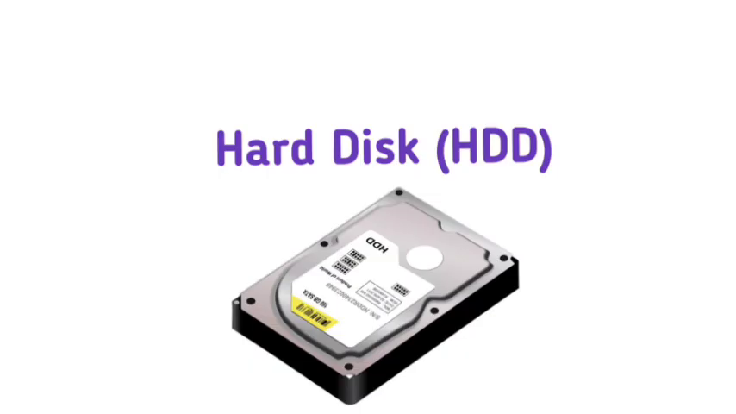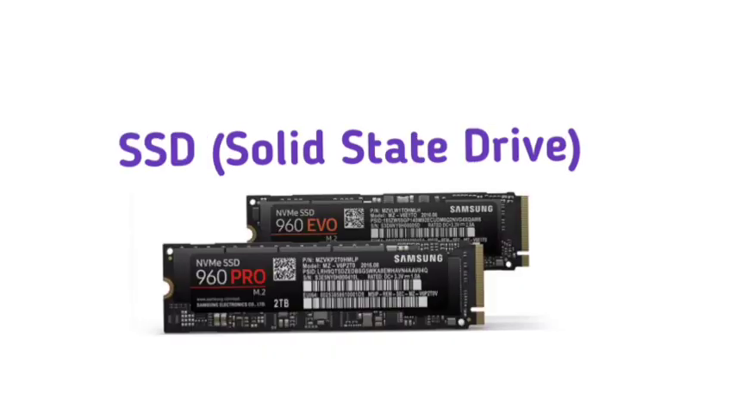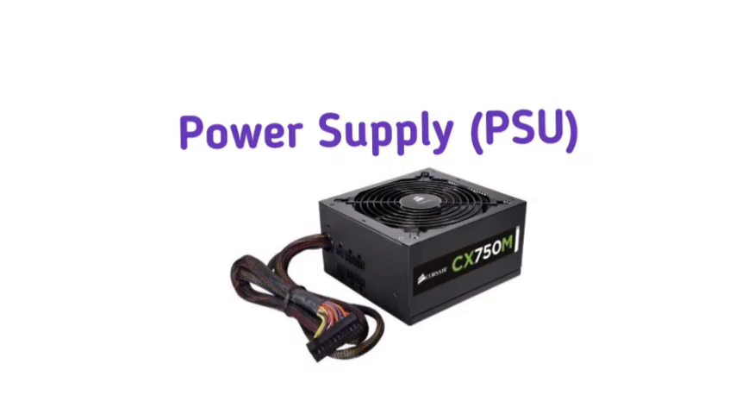Hard disk HDD. Stores data permanently like files, software, and operating system. SSD solid-state drive. Provides faster permanent storage than HDD. Power supply PSU. Supplies electricity to the computer parts.